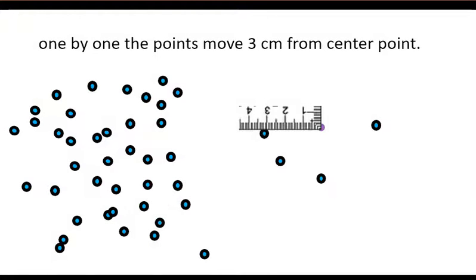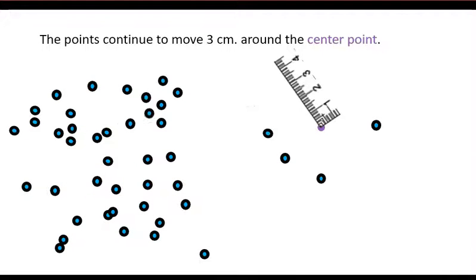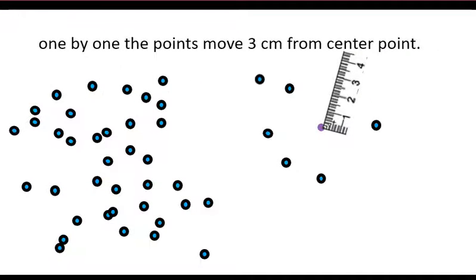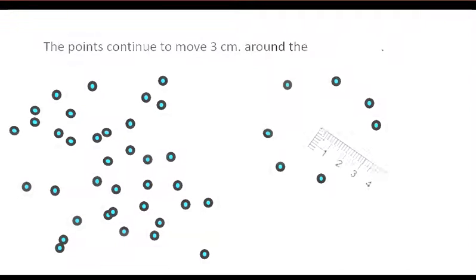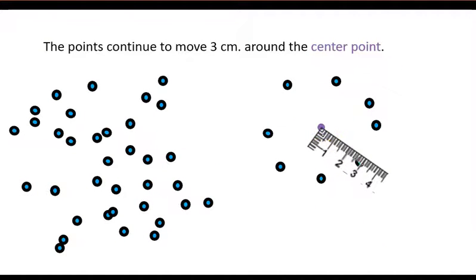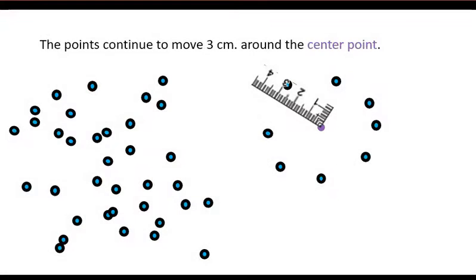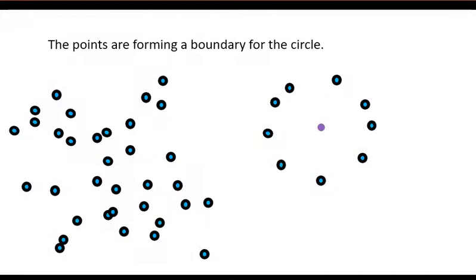We're going to continue moving them. But we have to make sure that they're an equal distance from the center. So you can see how I'm moving my ruler around and around the center point. The center point, again, is the purple point. You can see that now these points are having something in common. They're forming what we call a boundary. This boundary is going to form a circle.